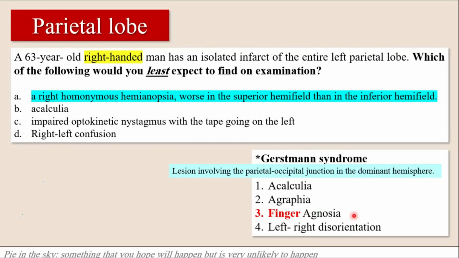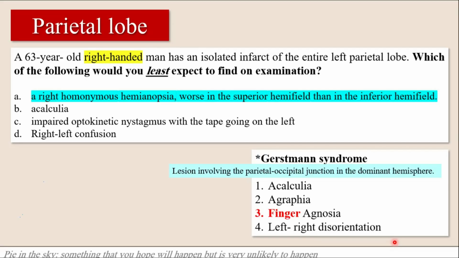Inability to identify the finger, like which is the index and thumb and so on. Left-right disorientation: confusion in right and left. So if you ask the patient to point to their right side, for example, they can't.